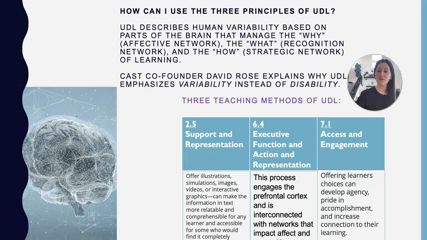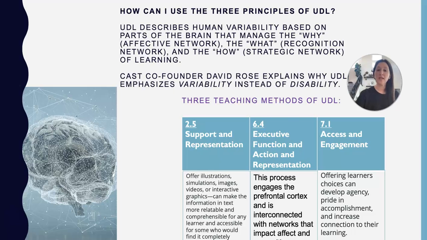So I ask and answer the question, how can I use the 3 principles of UDL? UDL describes human variability based on parts of the brain that manage the why, the affective network, the what, the recognition network, and the how, the strategic network of learning. CAST co-founder David Rose explains why UDL emphasizes variability instead of disability.